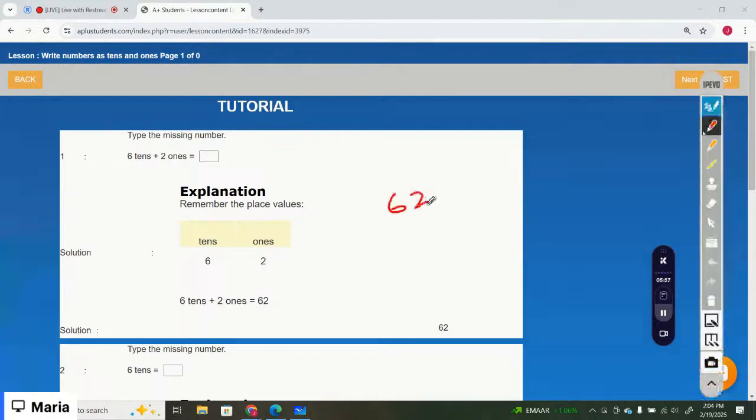Whenever you have a two digit number, the rightmost digit is always the ones digit, and next to ones is tens, that is 62. Let's just start with the test questions.